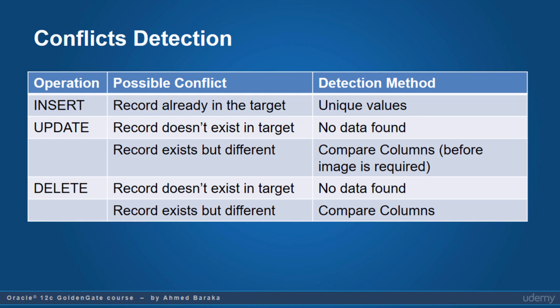The same applies for the conflict for trying to delete a record from a target database which is different from the record that was deleted in the source database. Golden Gate needs to have an image of the record that was there in the source database so that it can compare it to the record in the target database.